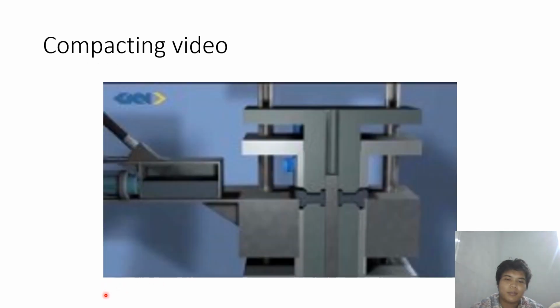Compacting video, I have this one. It's going to be filled. After that, pour into the cavity and it's going to be pushed or compacted. So that's all.